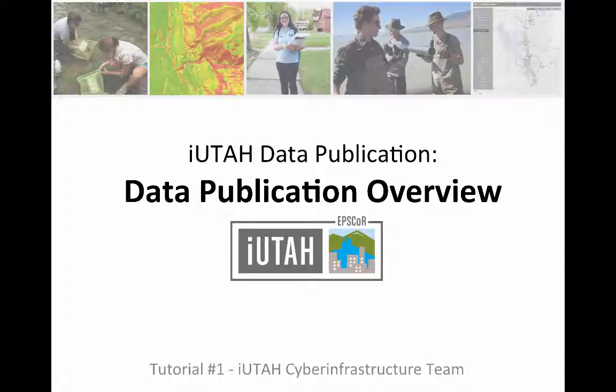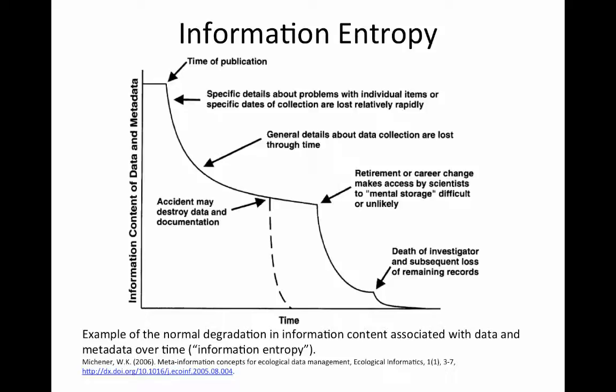The CI team is focused on research data management. The challenge is illustrated by this graphic. The y-axis shows the information content of data. As time goes by, specific and then more general details about the data collection are lost, and the information content decreases. It really drops off when personnel changes occur. We call this information entropy.